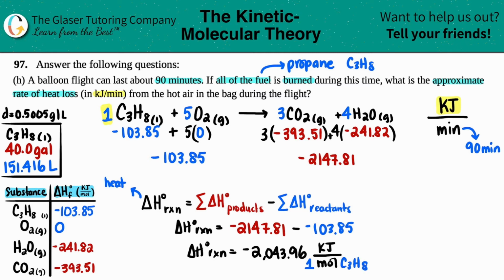But now the thing here, guys, is do we have exactly 1 mole of C3H8? I don't think so. I don't believe that 40 gallons, aka 151.416 liters, is exactly 1 mole of C3H8. We have to find out how many moles we really have from 151.416 liters.